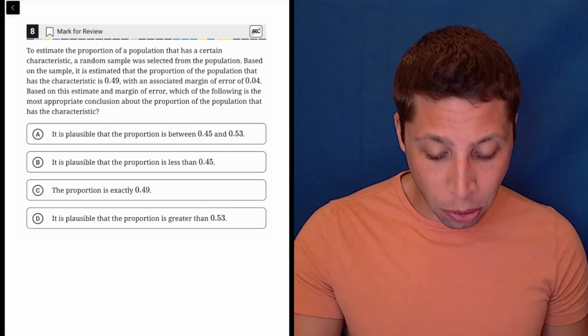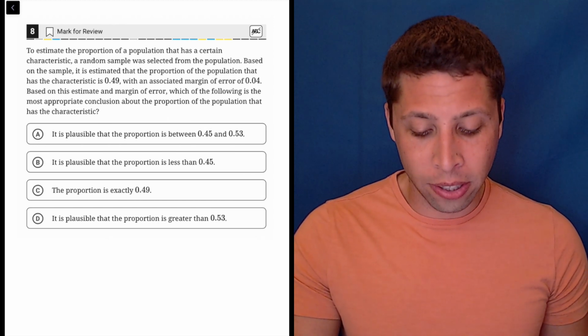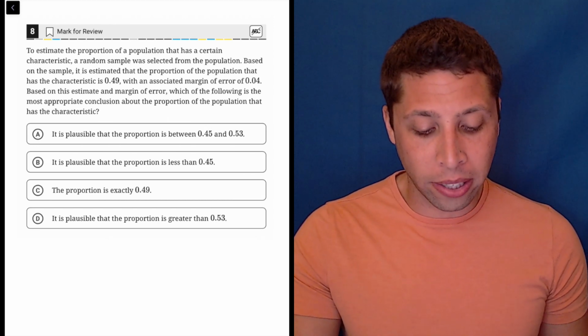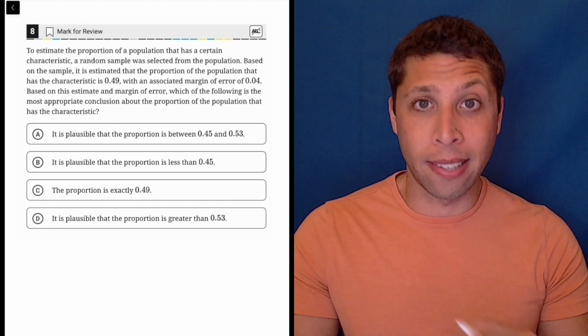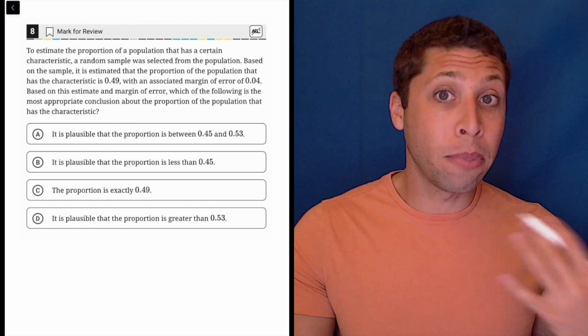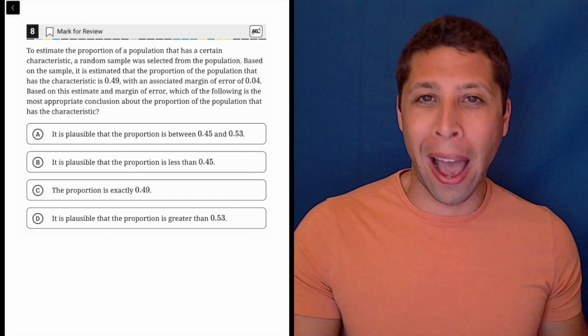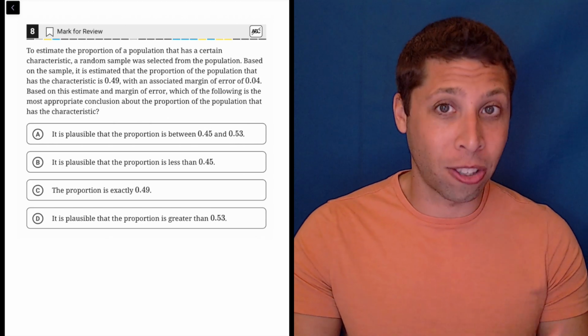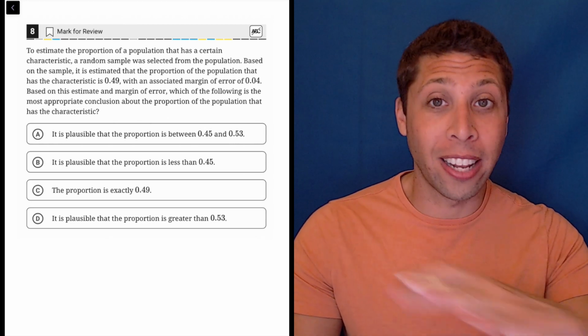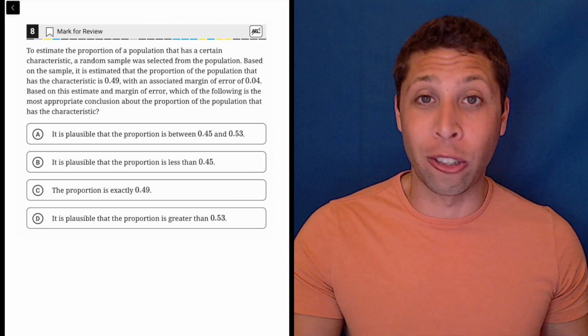To estimate the proportion of a population that has a certain characteristic, a random sample was selected from the population. So nothing really matters there. This is just kind of baseline statistics. If we have a random sample, that means we're just doing good math. We're doing good statistics. We're asking the right people. We have an unbiased survey. So far, this is just kind of setting the table that, like, this is a normal, good situation.